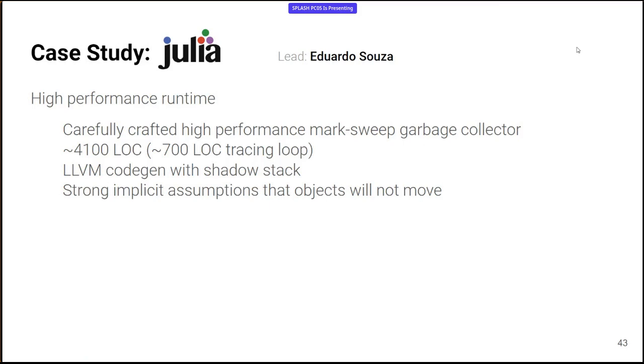It's got an LLVM codegen with a shadow stack, which we had to understand. It wasn't documented as a shadow stack, but we figured that out. We worked with the key developers, so we did eventually work all these things out. But most importantly, in the case of Julia, there are very strong implicit assumptions that objects will not move. That's an implicit assumption throughout the code base, because the original collector was a mark sweep collector, and it did not move objects. So assumptions went everywhere that things won't move.